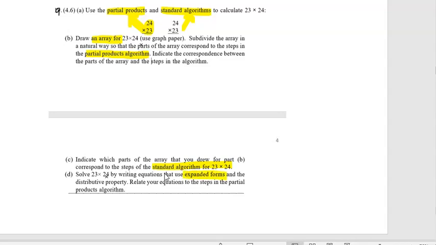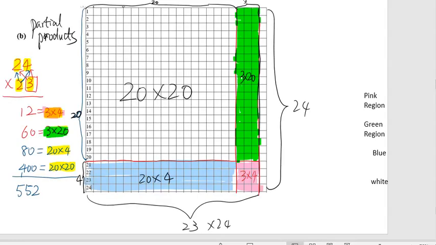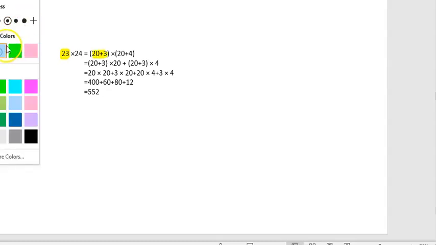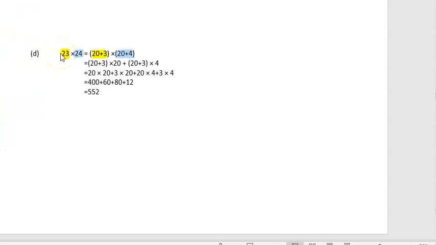So finally, in the last question, we want to use the expanded form and the distributive property to solve for the product. So we don't want you to use partial products or the standard algorithm. Expanded form is really similar to partial products, but we just don't write the answer vertically like we do for partial products. So what we do is we still split 23 as 20 plus 3, and we split 24 as 20 plus 4.